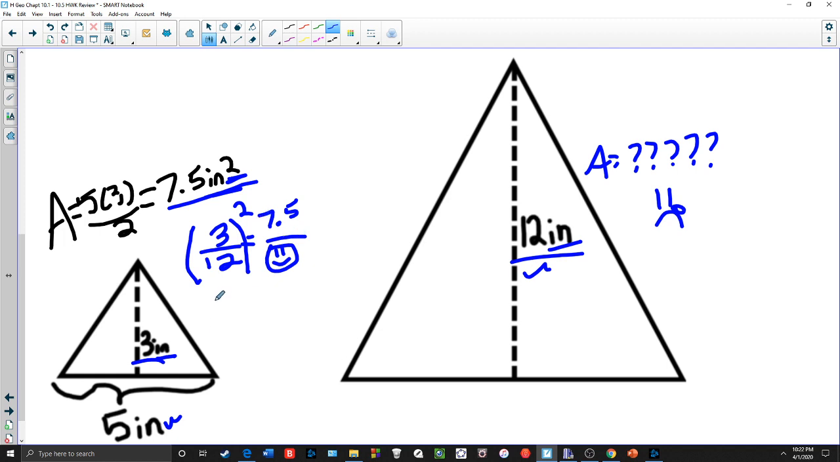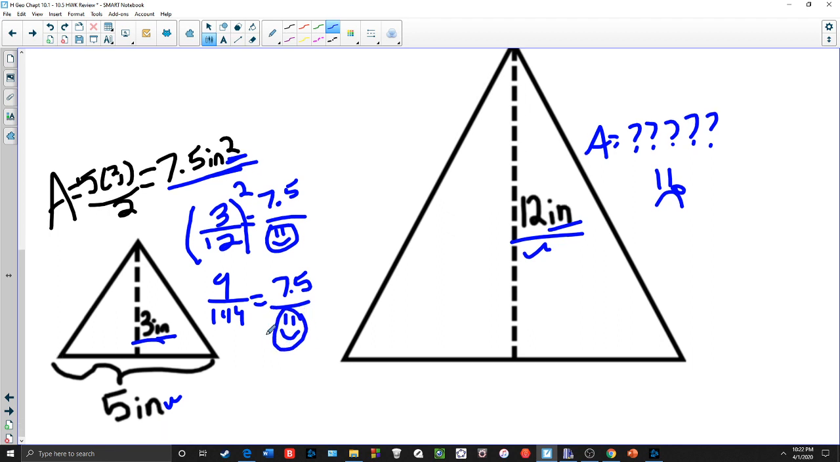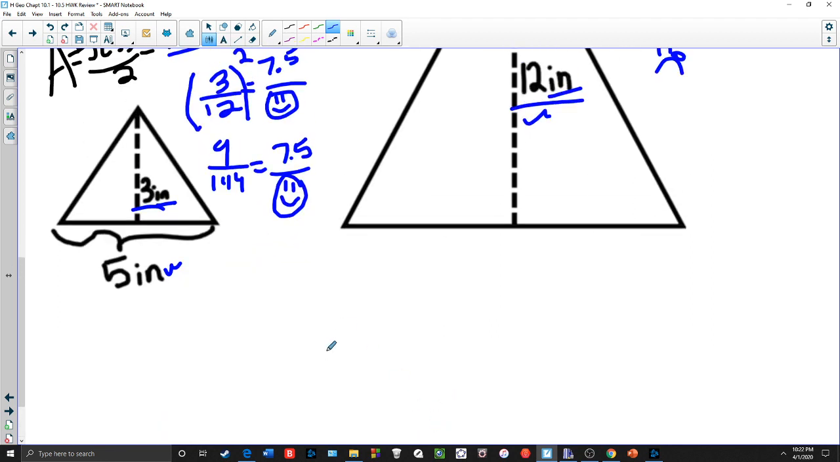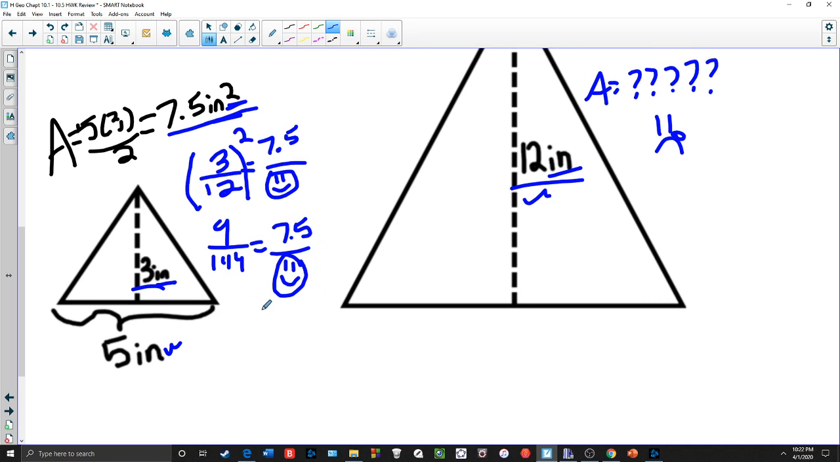So I'm going to square these numbers here. 9 over 144 is equal to 7.5 over smiley face. Look how happy he is. He must have done his video right the first time. So then I can go ahead and cross multiply.